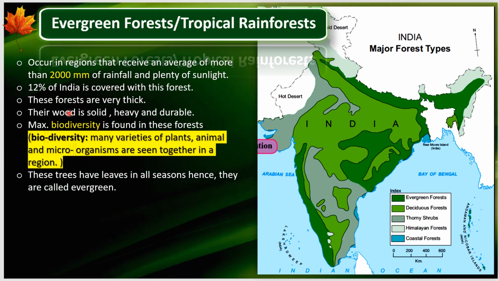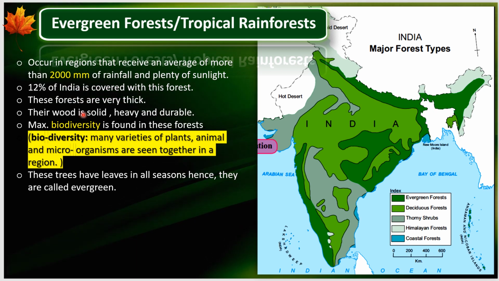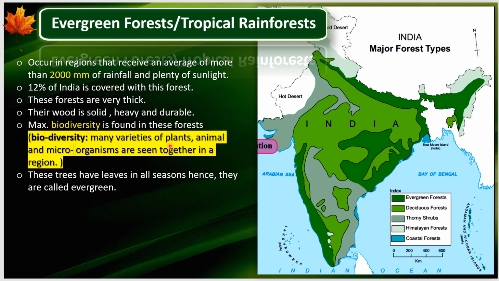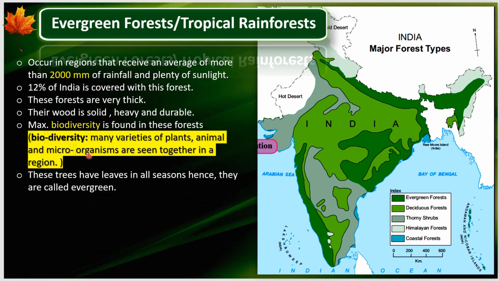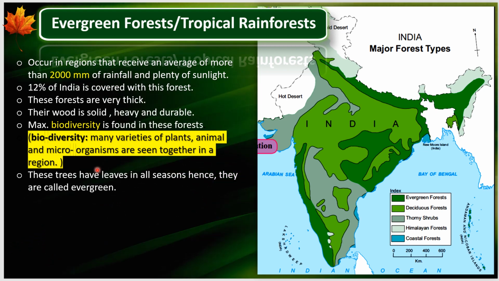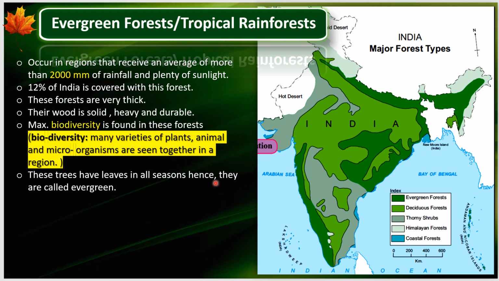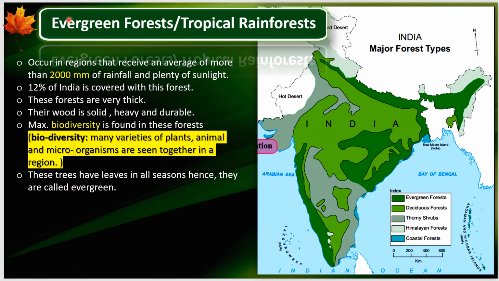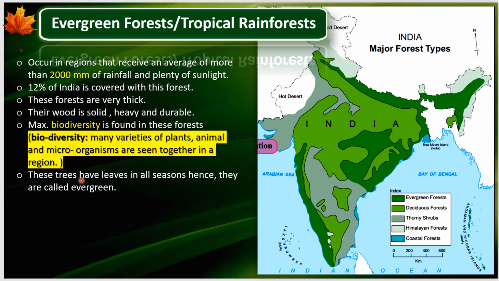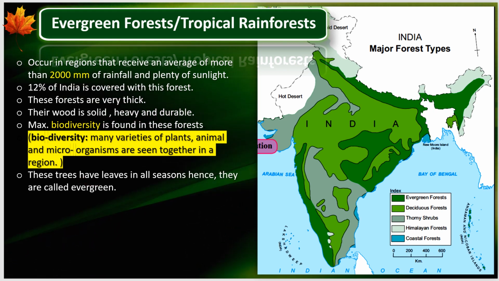Maximum biodiversity is found in these forests. Now, what do you mean by biodiversity? Biodiversity means variety of plants, animals, and microorganisms that are seen together in a region. Now, these trees have leaves in all seasons, hence they are called evergreen. So that's the answer to one of our questions. Why are these forests called evergreen forests? They are called evergreen forests because they have leaves in all seasons.